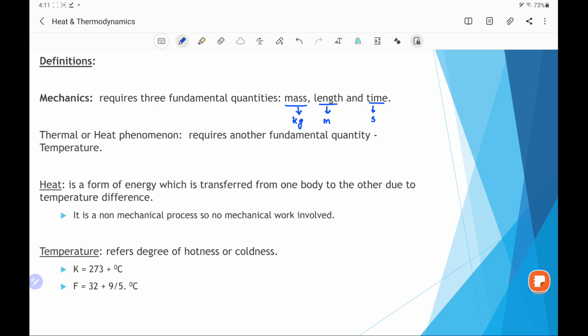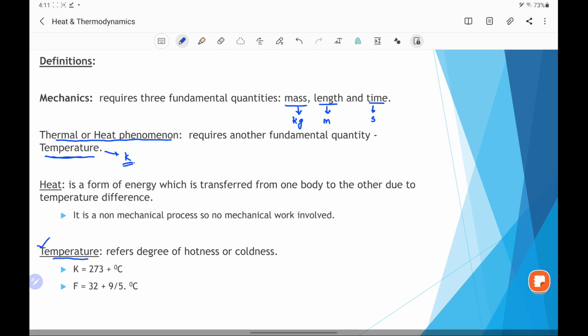Here in heat and thermodynamics, which studies thermal and heat phenomena, it requires another fundamental quantity that is known as temperature. And in the SI system, the unit of temperature is Kelvin. We can define temperature as the degree of hotness or coldness, and the scales on which we measure temperature are the Celsius scale, Fahrenheit scale, and the Kelvin scale.